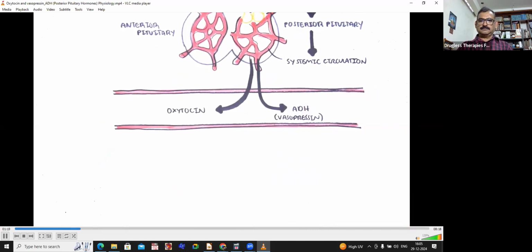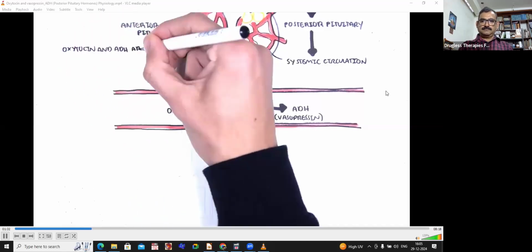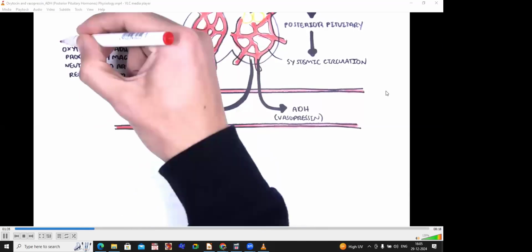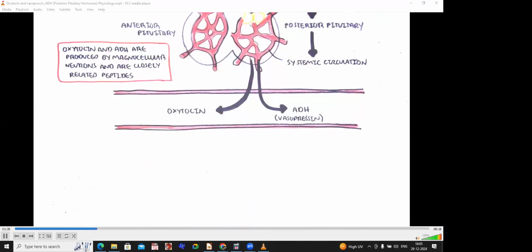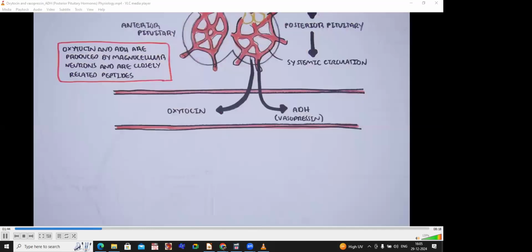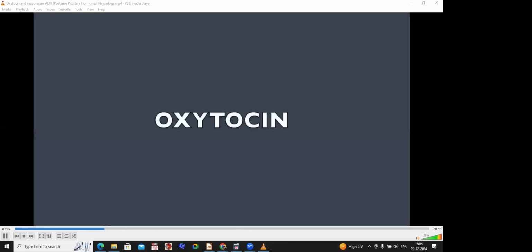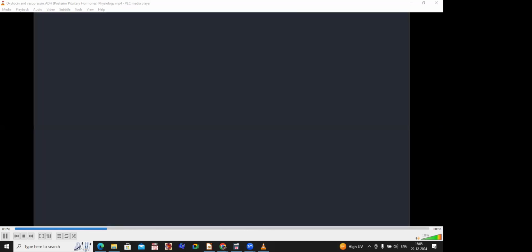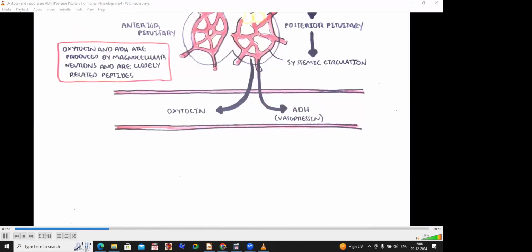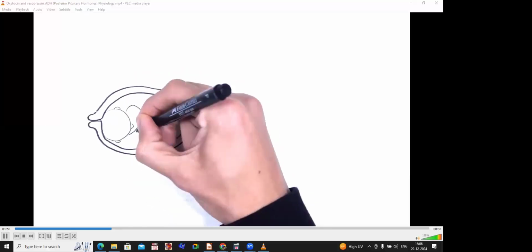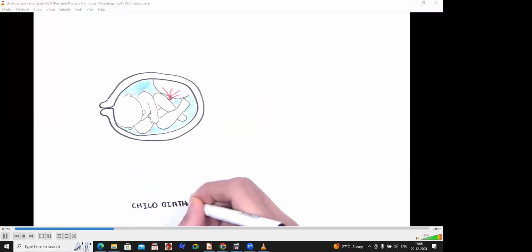The magnocellular neurons produce neuropeptides, ADH and oxytocin, which will subsequently be released from the posterior pituitary gland. Oxytocin and ADH are closely related peptides because they are both produced by the magnocellular neurons running from the hypothalamus to the posterior pituitary. Let's talk about oxytocin first. Oxytocin is a hormone expressed mainly in females during birth, giving birth, labor, and also during lactation, feeding an infant with breast milk.